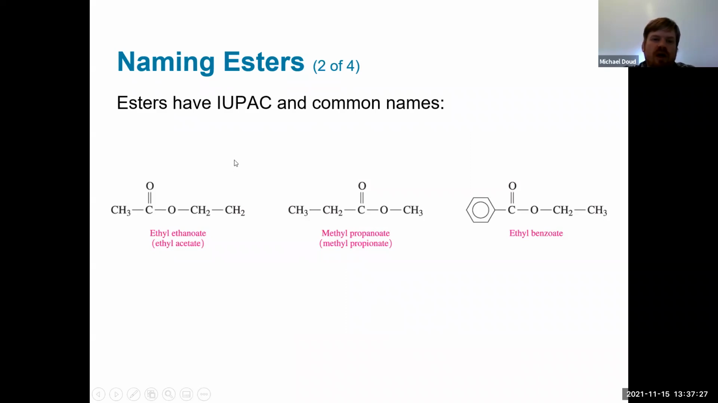So these are all IUPAC and common names here. We do see that, for example, ethanoate becomes acetate and propionate. We're not going to worry about those. The one that we do need to know is benzoate, right? Remember, this is benzoic acid. So when it's in an ester form, it's going to be called benzoate.